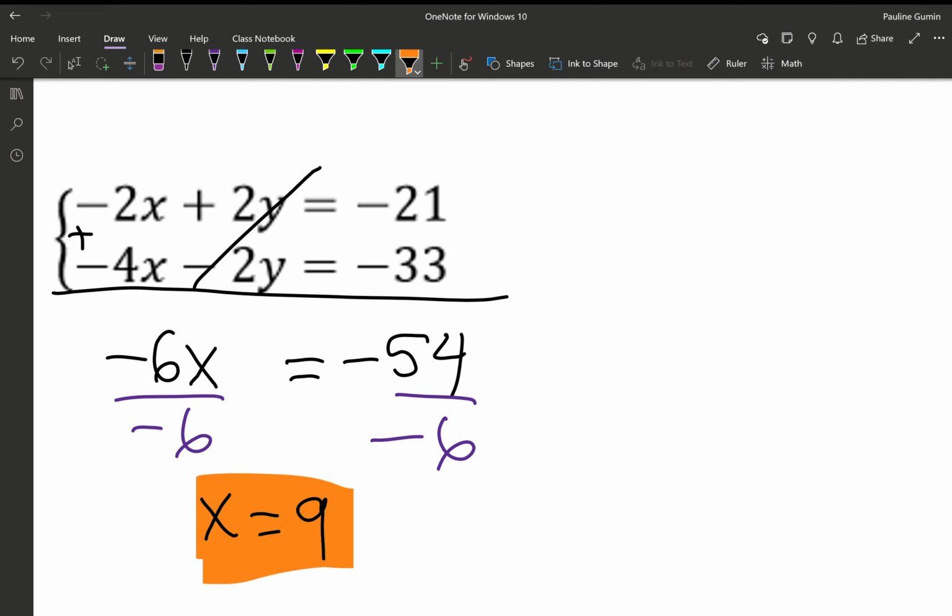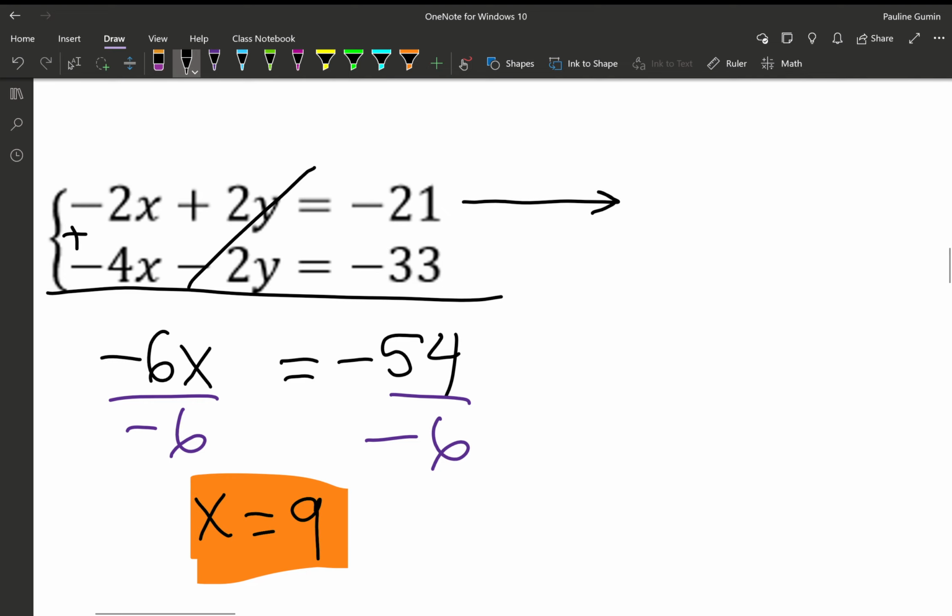We can pick either the top or bottom equation to solve for y. We can actually use both of them, but that's not what we're doing. All right. I feel like using the top one.